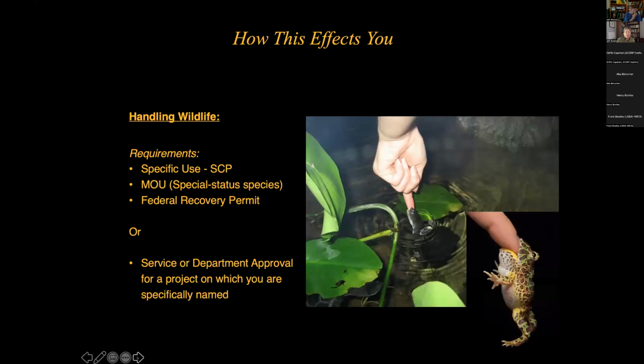So how this affects you, this is really what people tend to pay attention to. To handle wildlife, you're going to use, like I said, your specific use SCP, scientific collecting permit. You're going to need an MOU for special species that you have named specifically. And for a red-legged frog, you're going to need a federal recovery permit, or you're going to need a department or Service approval under some other larger permit that you will get credit for in terms of trying to get your own permit.